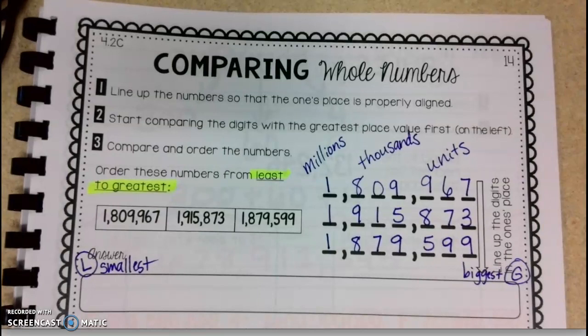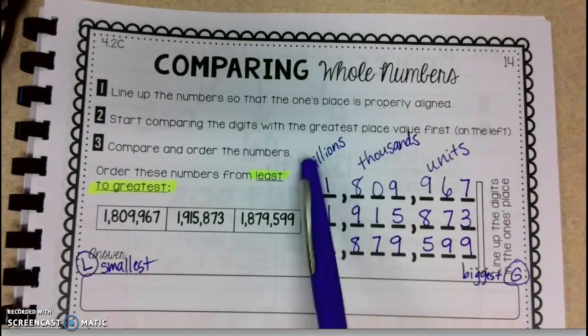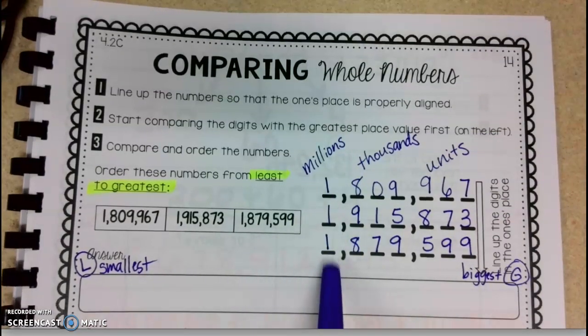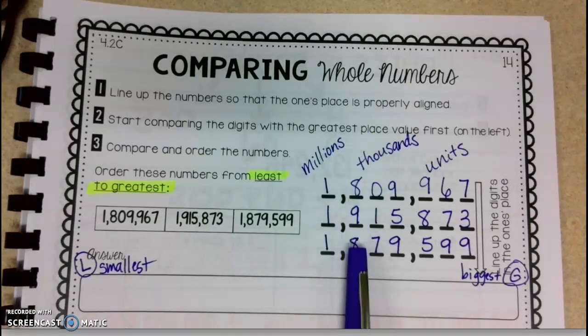So first you're going to start comparing in your millions family. Look in your millions place value position. What do you see in the millions place? We have a 1 on every one of them, don't we? So we can't tell who's bigger or who's smaller yet. So let's scoot over. We're going to go over to the right one place value position. So now we're going to be looking at the hundred thousands place.